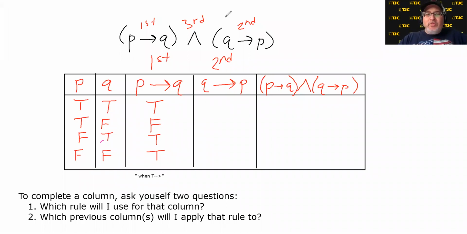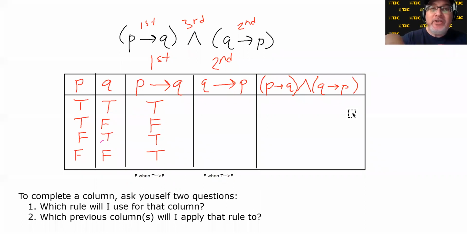For the second column, we've already decided that it is going to be the column for the conditional Q pointing to P. So we're going to repeat the same things that we did before. In this column, ask yourself two questions. Question number one, what rule am I going to use? Since the second column is a column for a conditional, we're going to use the exact same rule that we used for the first column. That rule being false when T points to F. And again, you don't have to write that rule down there, but if it helps, write it. So that's what we're going to do.